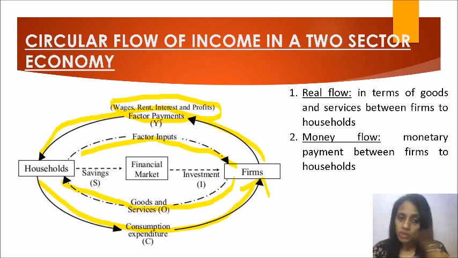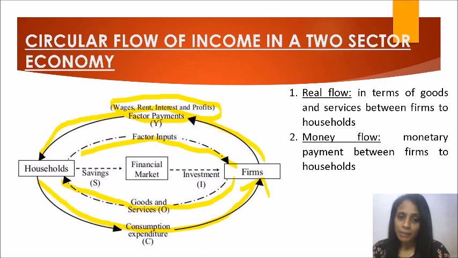So the overall transactions, the complete transaction, will be classified into two. One is real flow and second is money flow. Real flow is the transaction in terms of goods and services. So here the factor services from household to firms is a real flow. The same way, the goods and services flowing from firms to household is also real flow. Then what about the money flow?